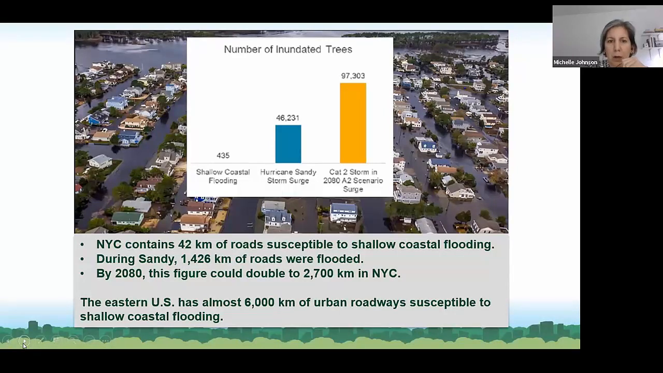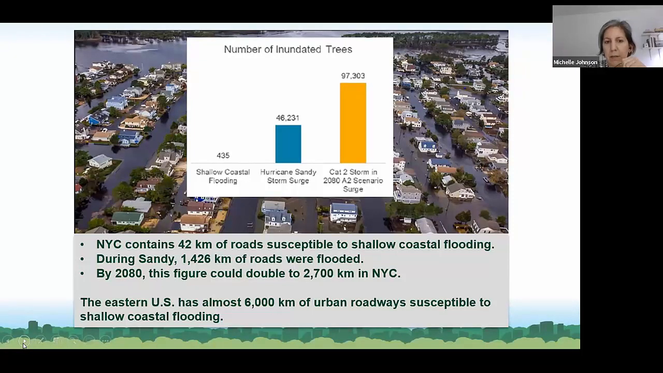And so we looked across a series of inundation scenarios. And just starting off, we looked at what's everyday flooding that's happening right now. And so already there's 42 kilometers of roads in the city that are susceptible to coastal flooding at any point in time, regardless of a storm. During Sandy, this number is much larger. Over 1,400 kilometers of roads were flooded. But by 2080, looking at scenarios, this figure could double.